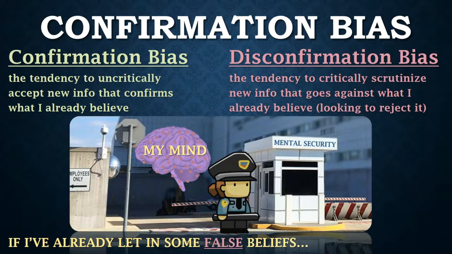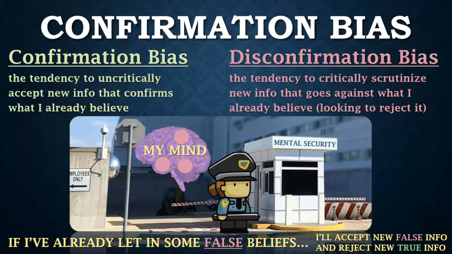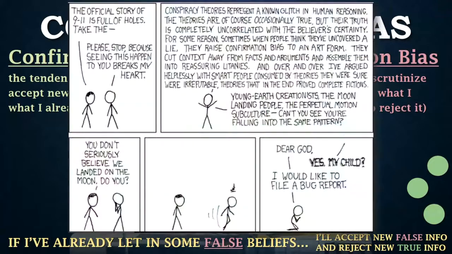But what if your mind is full of false beliefs? It doesn't even have to be completely full. But you notice how I changed the dots here? Rather than being green dots, they're now red dots. If I've already let in a bunch of false beliefs, then I'm going to be way more likely to uncritically accept new false information. And now I wind up rejecting true beliefs because I'm looking for any and all reasons to reject things that go against what I already believe. This is what happens with people who fall for conspiracy theories.